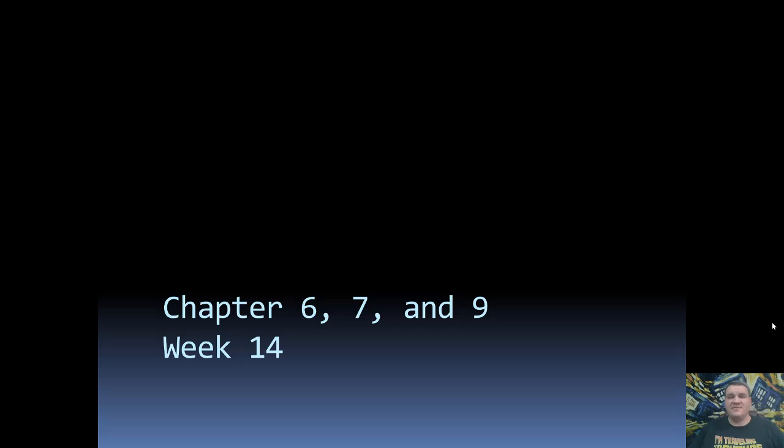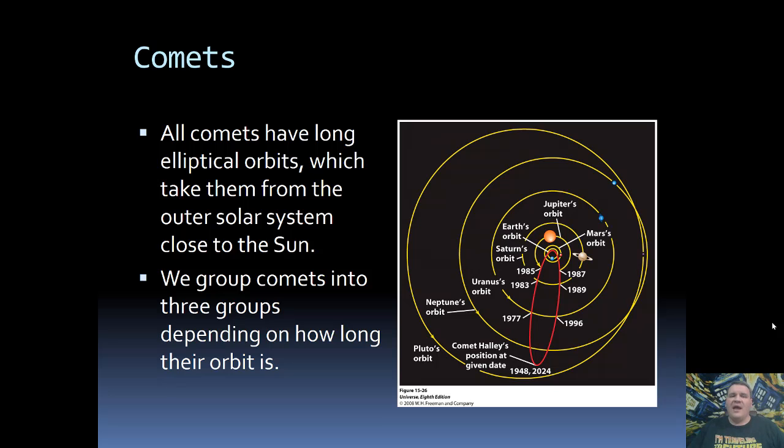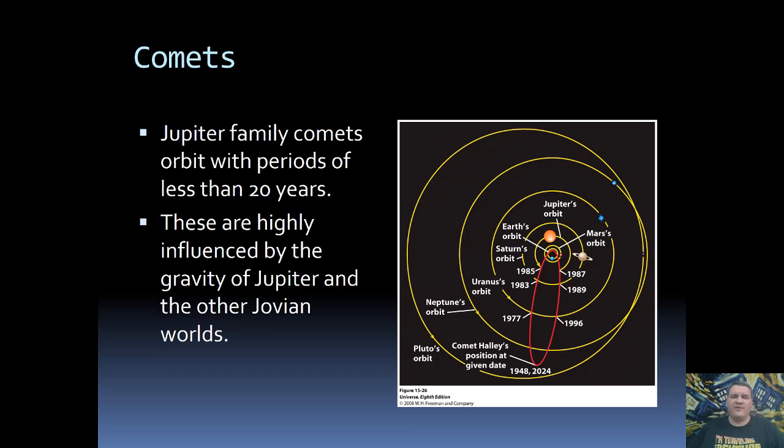So we know that comets begin from the outer solar system, but exactly where? As we look at comets, we can actually split them into three different groups depending on their orbits around the Sun. First, we have what are referred to as the Jupiter family comets. These are ones that have orbital periods less than 20 years. What this means is that they go out to around the orbits of the Jovian planets before returning back towards the Sun.